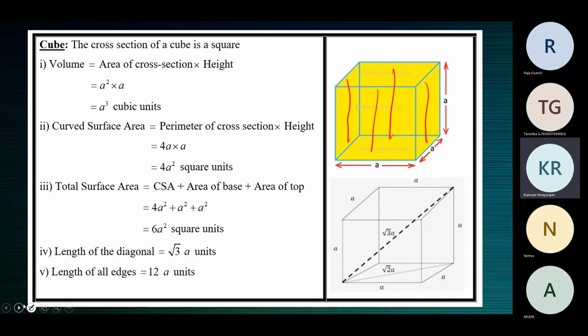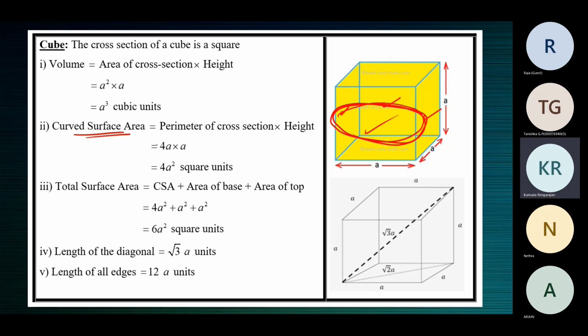So curved surface area means the area of the 4 vertical faces. This face which is standing, the left face, the back face, the right side face, and the front face, they're all standing. These 4 faces make the curved surface area.